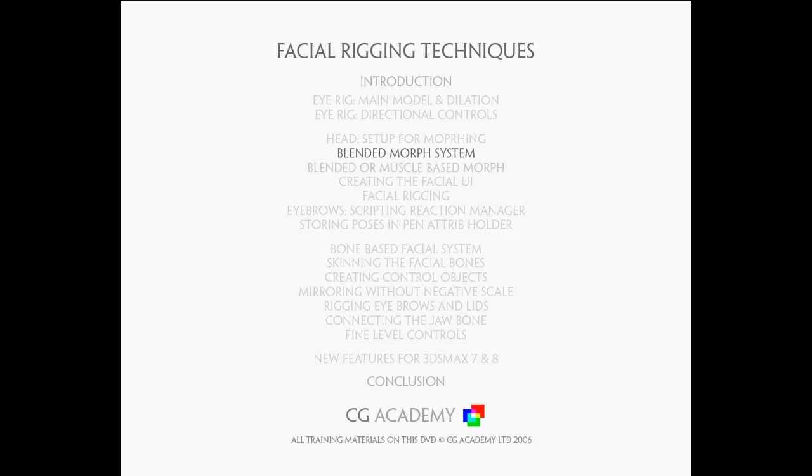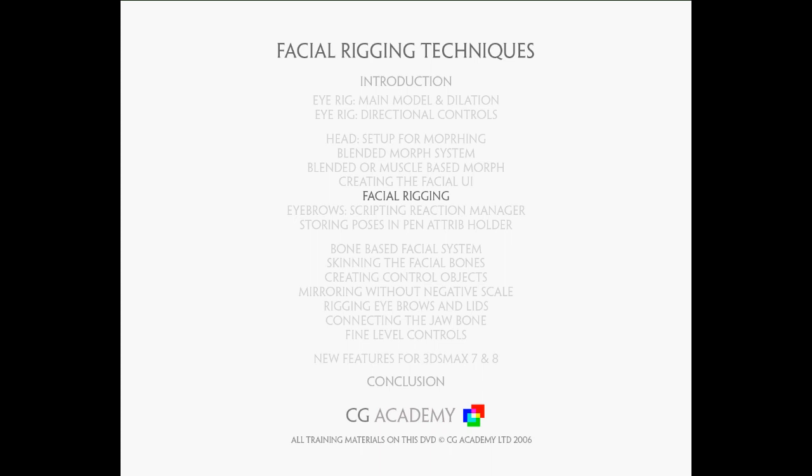Chapter 5, blended morphing or muscle-based morphing. We're going to start creating blended morph targets and corrective shapes for the jawbone. We're also going to work with mirror morph scripts that I've written just for this DVD. Chapter 6, creating facial UI. We're going to script spline UI items, and we're also going to set up a limiting system for the objects using script controllers.